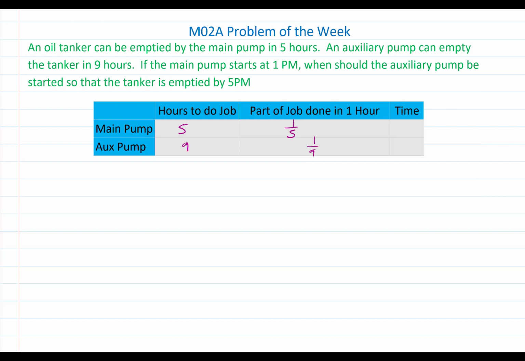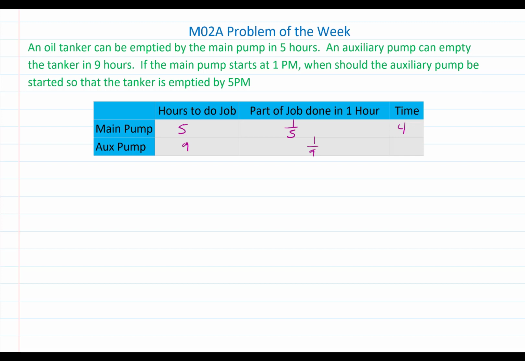Now time, and what I mean by time is how much time the pump will need to complete this job if we go from 1 p.m. to 5 p.m. Well, the main pump is starting at 1 p.m. and stopping at 5 p.m., so the main pump is going to be running 4 hours to complete the job. The question is, at what point do we start the auxiliary pump so that it can work and help the main pump to complete this job?